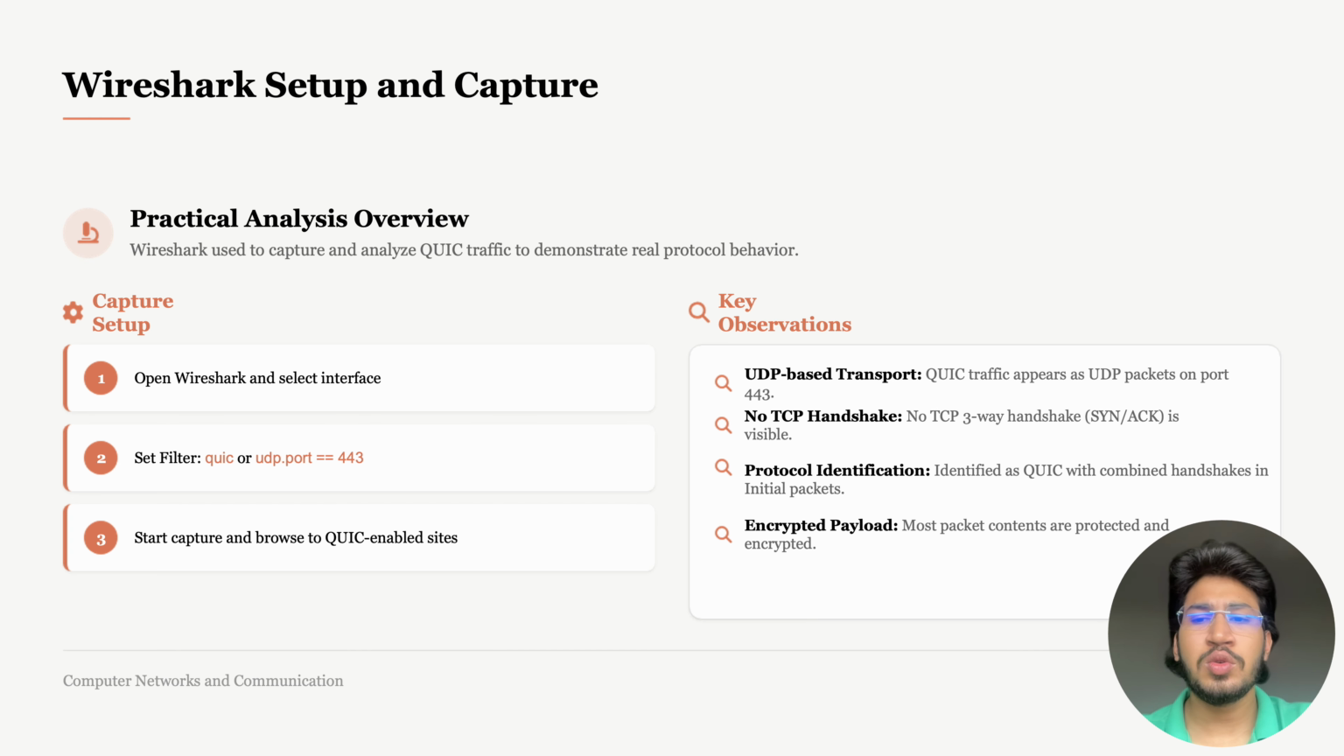Here I used Wireshark to capture QUIC traffic for this task. Wireshark is a packet analysis tool that lets us see what is happening on the internet in real time. To focus on the QUIC packets, we set the filter to quic, or we can set it to udp.port equals 443, because QUIC uses port number 443 of UDP. So this is the practical part. We will discuss it later as well in part 2. This is the theory from my side, so you can have a better overview in part 2 as well.